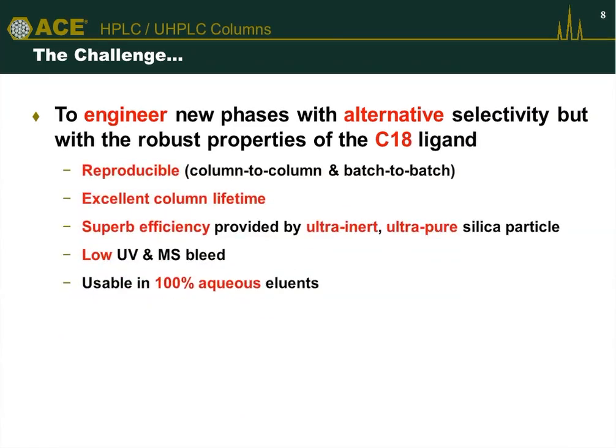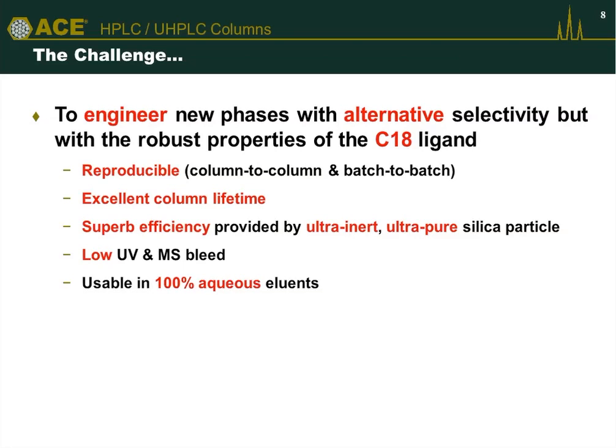We want any stationary phase we design to be reproducible, that goes without saying, column to column, batch to batch, year to year, and we want very good lifetimes out of any phases we develop too. People expect and they demand a good number of injections from the columns that they buy nowadays. All of the ACE phases are based on a very inert, pure silica. And that's important because it gives very good peak shape, so we get very good efficiencies. And also, we want any new phases we design to have very low bleed in the UV, and also low bleed in the MS. And this is important because you will have seen bleed from stationary phases before.